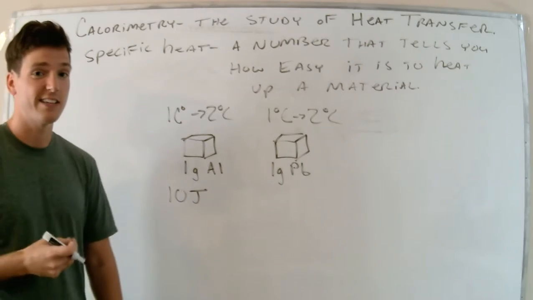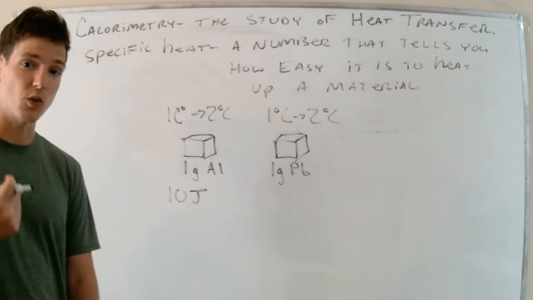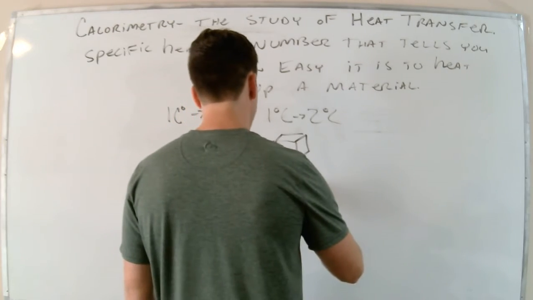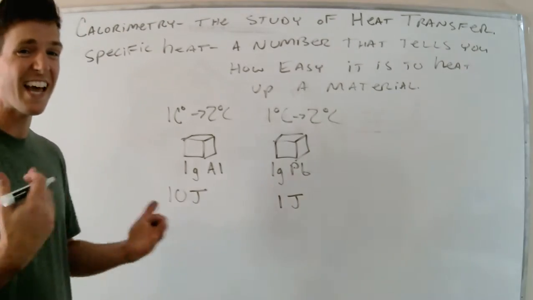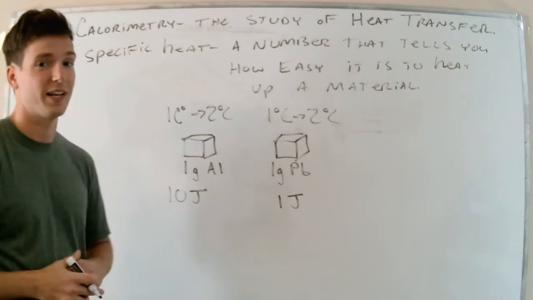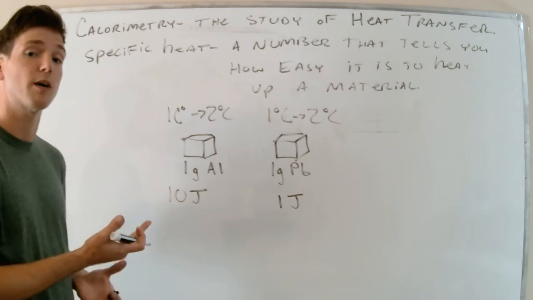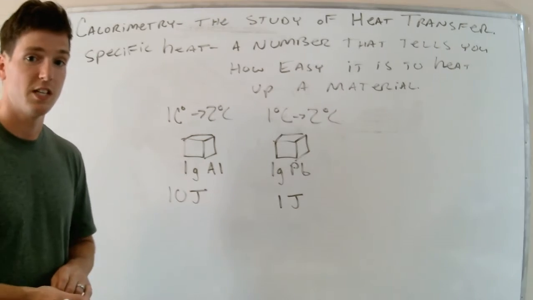Well, lead is a lot easier to heat up than aluminum, so lead might only take 1 joule of energy to heat up 1 degree. And that has to deal with ionic charges of these metals, which we will talk about at a later date. So that's what we're going to deal with. We're going to talk about specific heat, and we're going to be dealing with calculations involving specific heat.